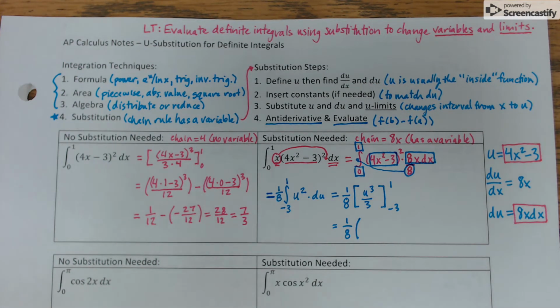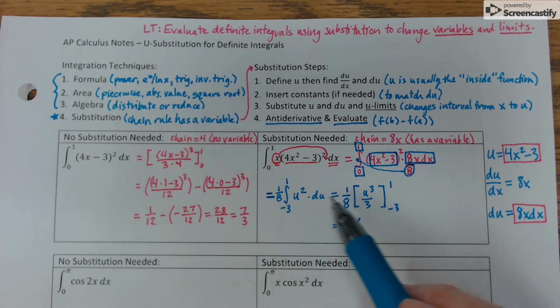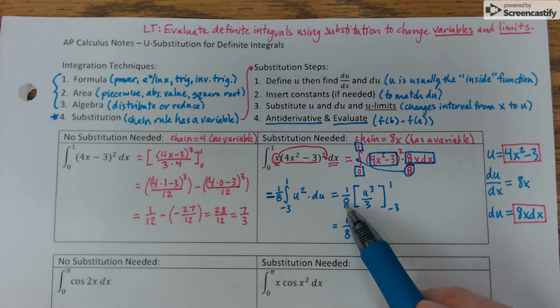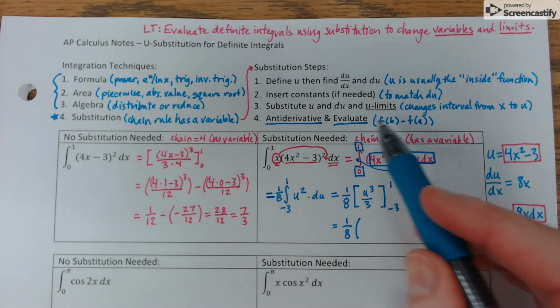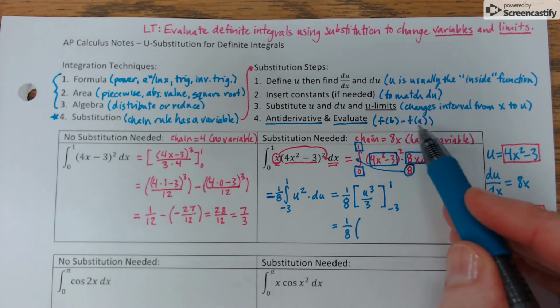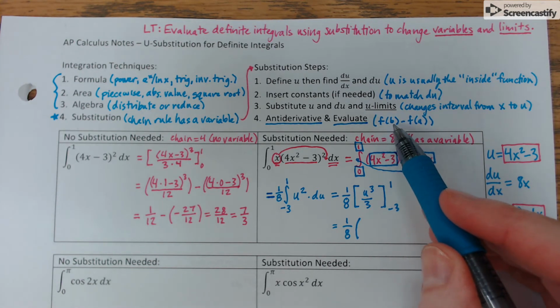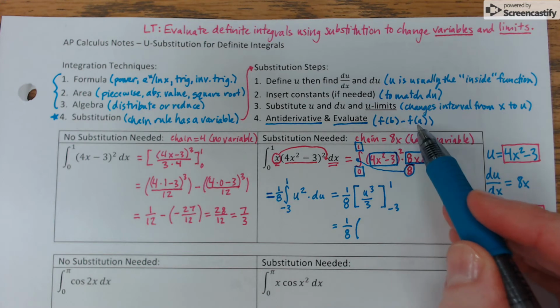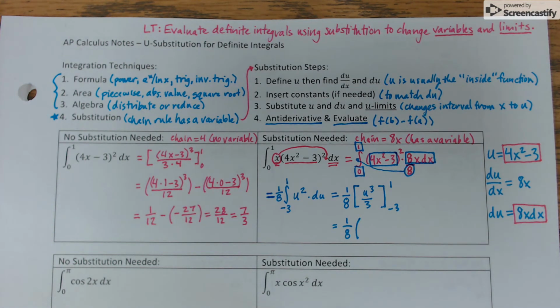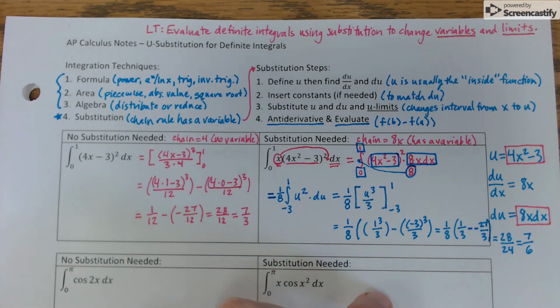It's important to notice that we are still keeping that 1/8 constant in front of our antiderivative, and it will stay in front of our last step, which is to evaluate the integral using our limits. So the fundamental theorem says plug your upper limit in first minus your lower limit. And once you plug those limits in, subtract, and reduce, your final answer will be 7 over 6.